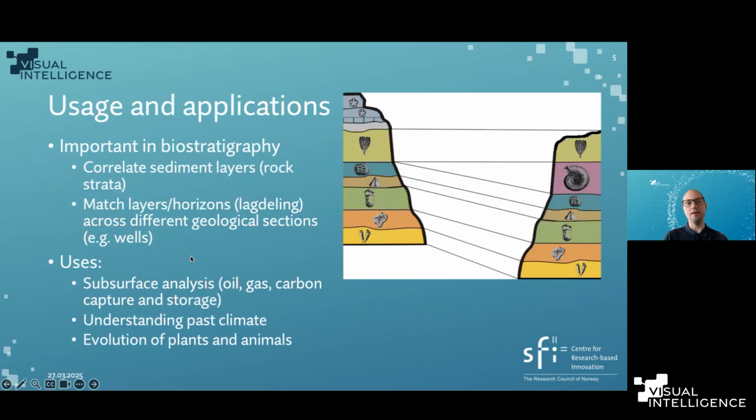Very important in a field called biostratigraphy, which involves correlating sediment layers, matching layers across different geological sections, such as between wells. So they are used extensively in subsurface analysis related to oil, gas, carbon capture and storage, but also in research to understand past climate and evolution of plants and animals.